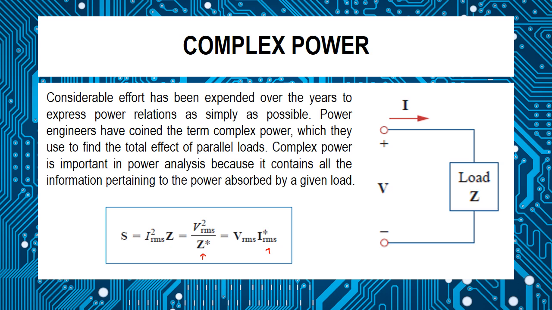Now we have the complex power. Considerable effort has been expended over the years to express power relations as simply as possible. Power engineers have coined the term complex power, which they use to find the total effect of parallel loads. Complex power is important in power analysis because it contains all the information pertaining to the power absorbed by a given load. So we have the apparent power equal to I squared RMS times Z, equal to V RMS squared over the conjugate of the impedance.